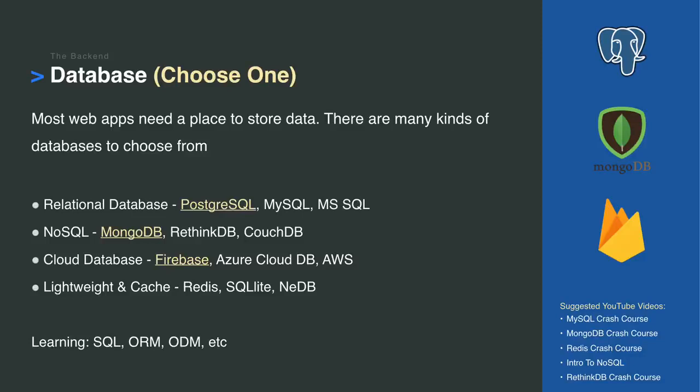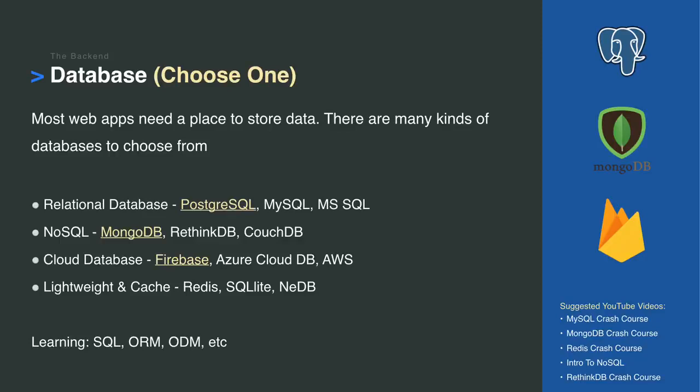So you also have cache and light databases. For instance, Redis can be used strictly for caching, and it can also be used as a persistent database. SQLite is great for prototyping, if you don't feel like setting up Postgres or something like that, just to get something out. Or you can also use it as an actual database for really small applications with small amounts of data. Same with NeDB.